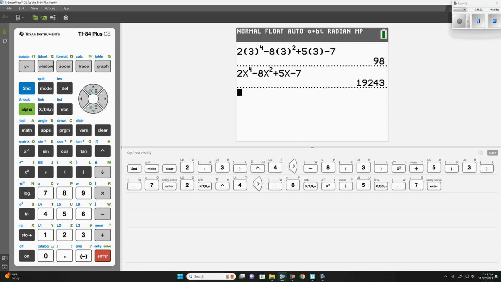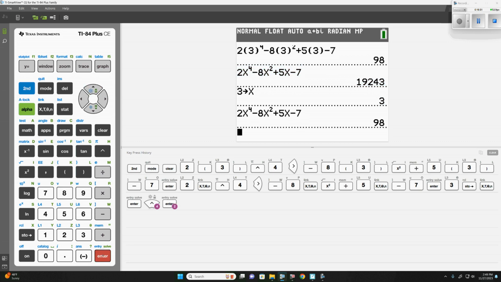Now, there's a way that we can do this, because we said x was what? So we can type 3. Now, the button above ON is store, S-T-O, store. And we want to store it as what? X. Because if I do 3 store x, what it's told the calculator is to make the value of x be 3. Now I'm going to select the equation again and hit enter. Now it tells us the value is 98.